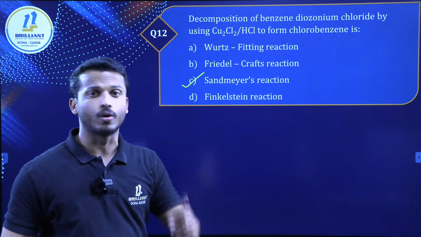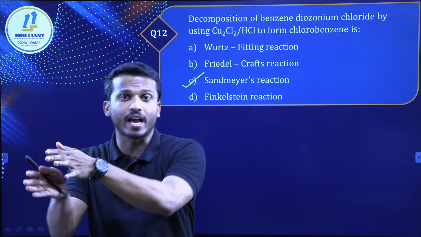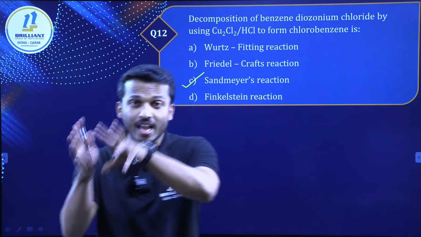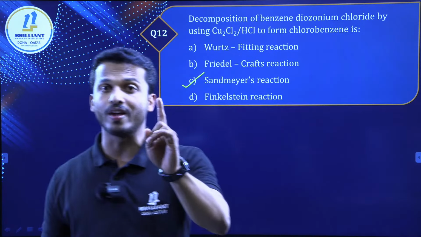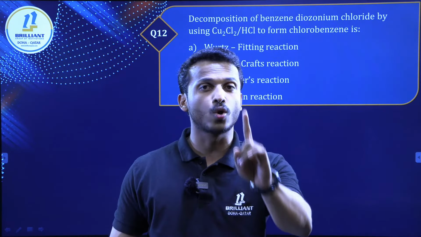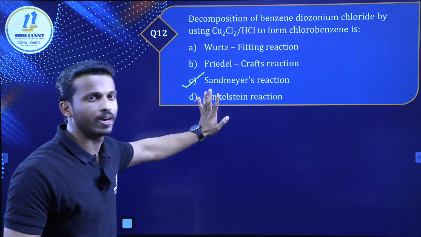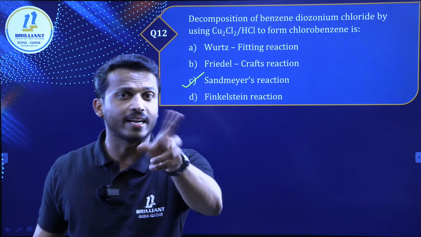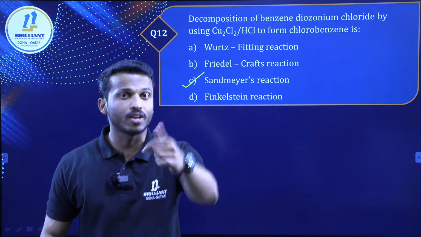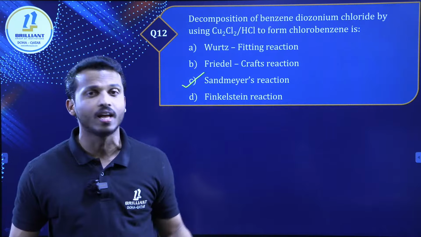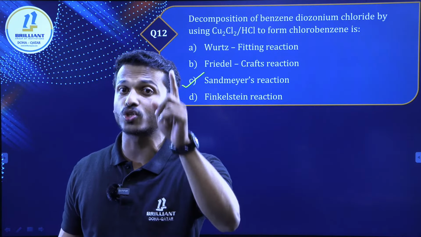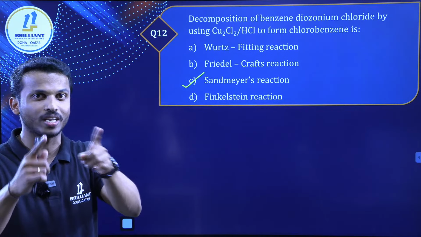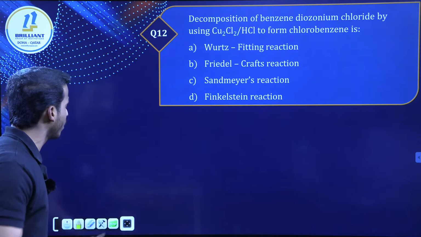And the Finkelstein reaction. What is the Finkelstein reaction? Any halogen you can replace by iodine is called the Finkelstein reaction, where we use sodium iodide as a reagent. So this is nothing but the Sandmeyer reaction. Do you know the difference between the Sandmeyer and the Gattermann reaction? In the Sandmeyer reaction we use Cu2Cl2 or CuCl, and in the Gattermann reaction we use copper powder. I hope that is already in your mind. So no confusion here.